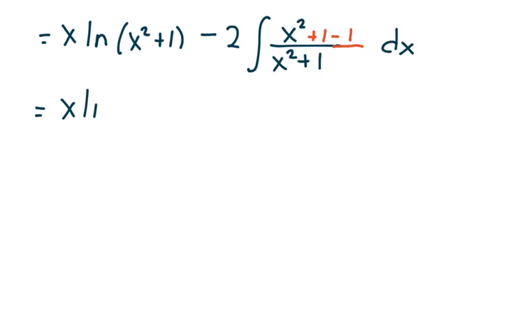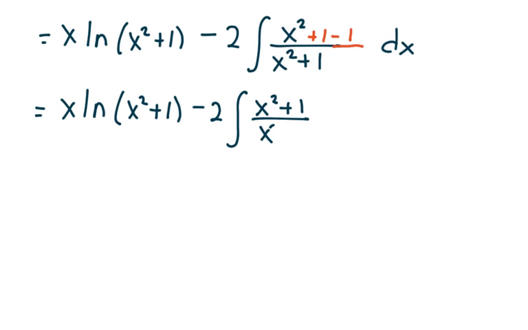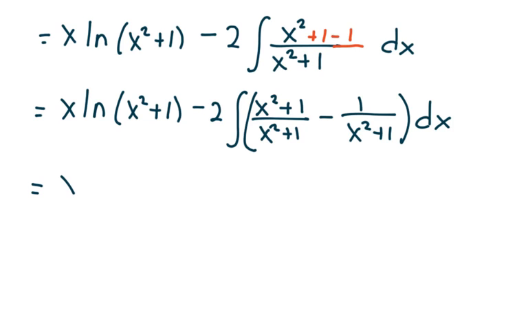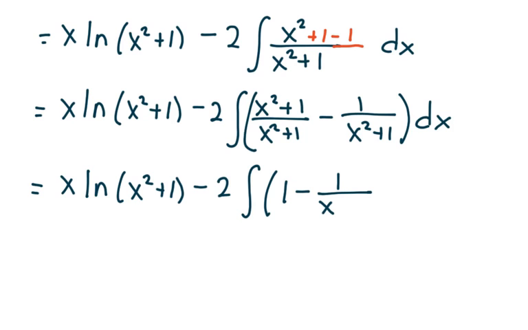So this is x natural log of x squared plus 1 minus 2 times the integral. And then I'm going to write this as x squared plus 1 over x squared plus 1. So notice I'm splitting off the fraction. And then I'm subtracting 1 over x squared plus 1. And then I'm going to integrate this with respect to x. And so this is x natural log of x squared plus 1 minus 2 times the integral of 1 minus 1 over x squared plus 1 dx.